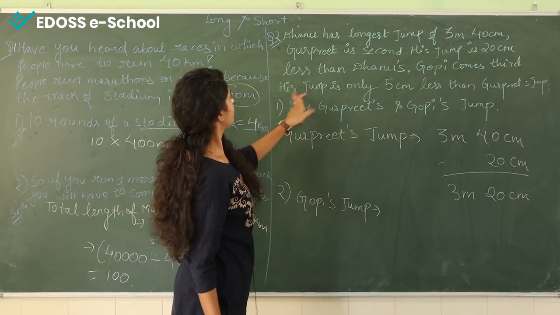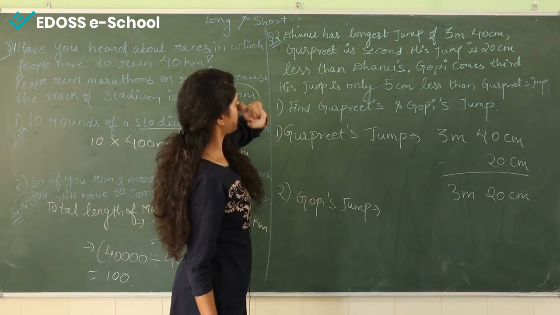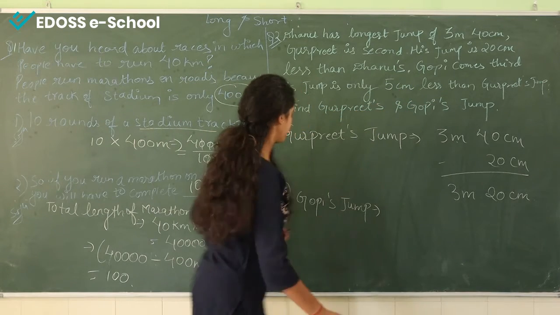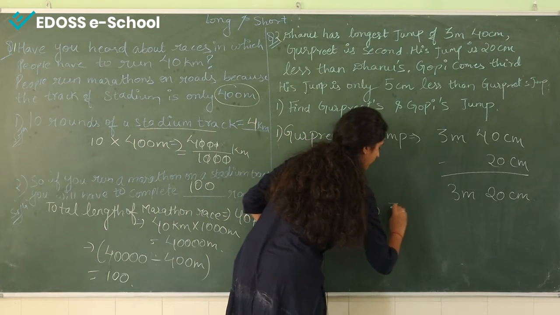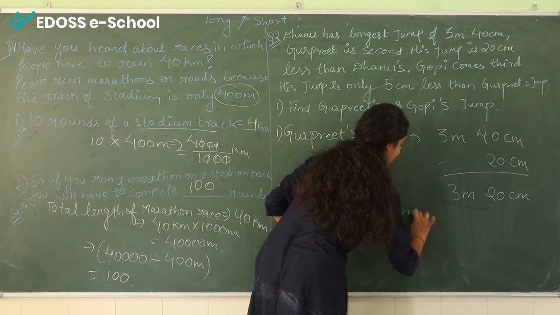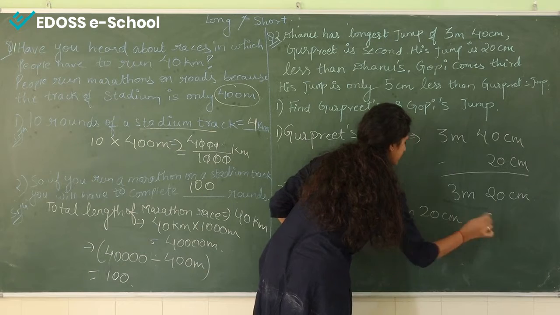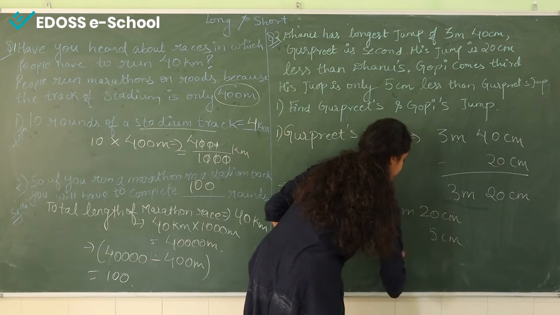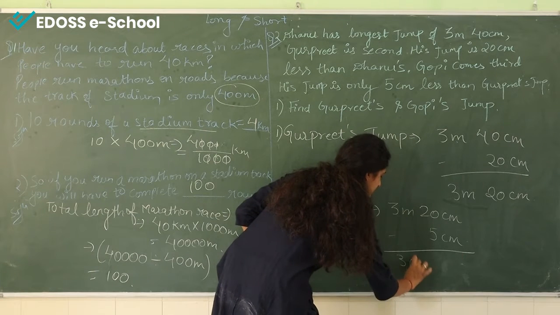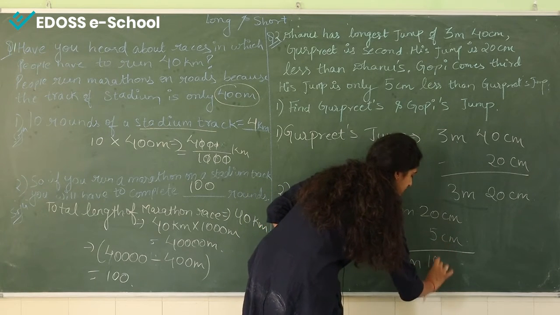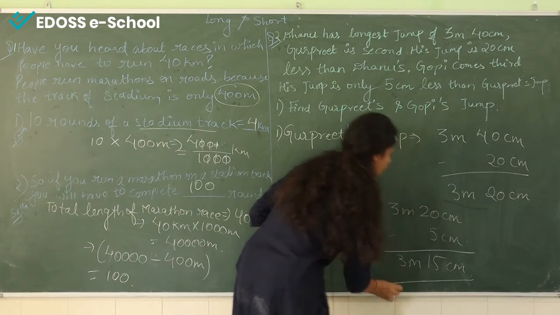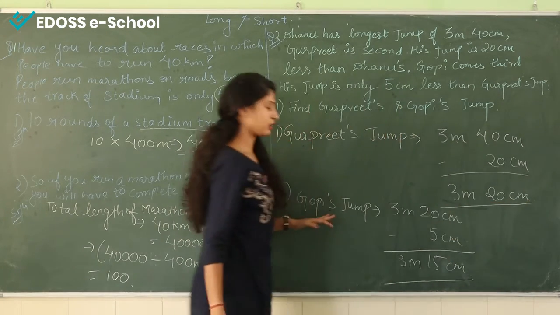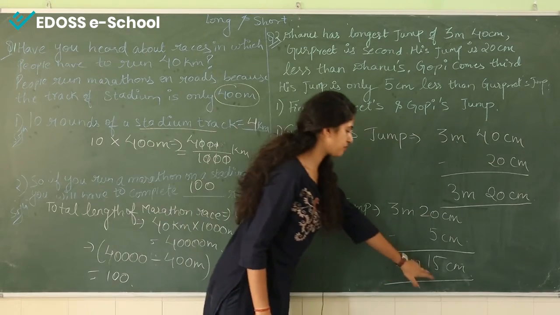Here we have given his jump. Gopi's jump is only less than 5 centimeter. So Gurpreet's jump is 3 meter 20 centimeters minus 5 centimeters. So 3 meters 20 minus 5 is 15 centimeters. So Gurpreet's jump is 3 meter 20 centimeter and Gopi's jump is 3 meter 15 centimeters.